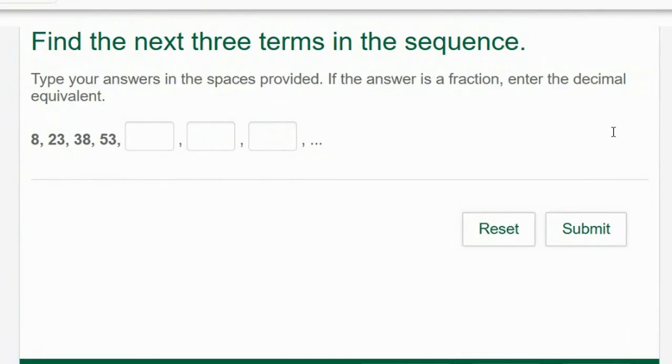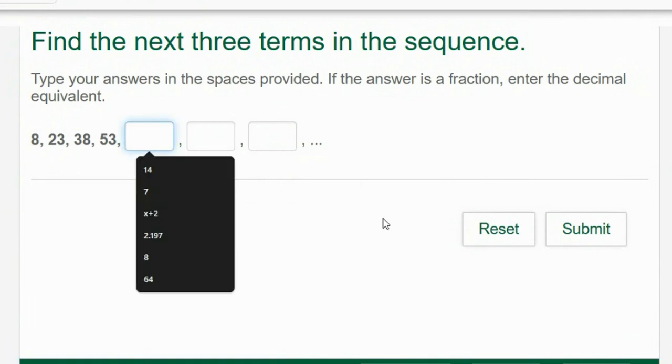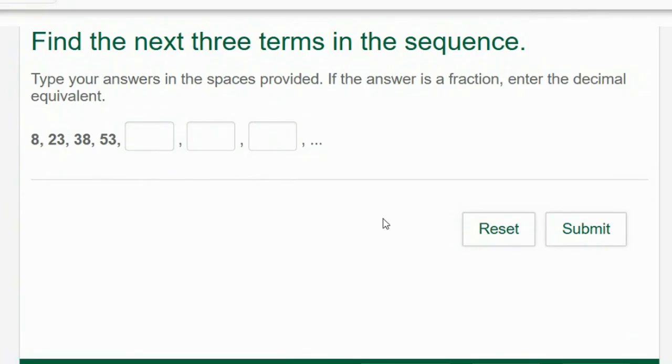All right. Find the next 3 terms in this sequence of numbers. So we have the numbers 8, 23, 38, and 53. What is going to follow that? What are the next 3 numbers? You have to identify what the number pattern is now, right? What's happening with the sequence of numbers? What's the difference between each one? What's the pattern? Put it in the chat.